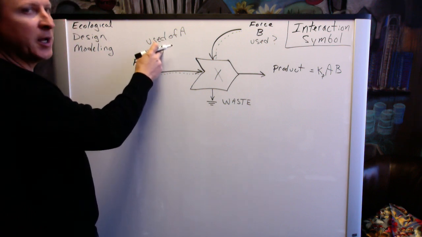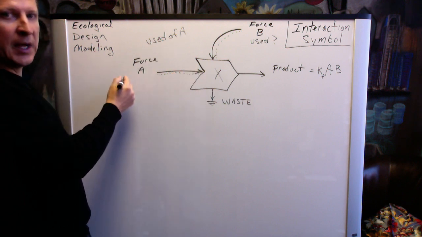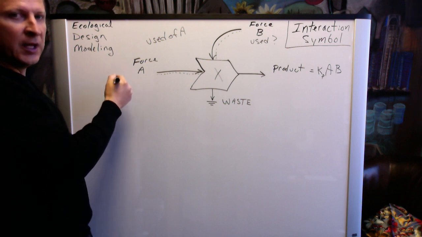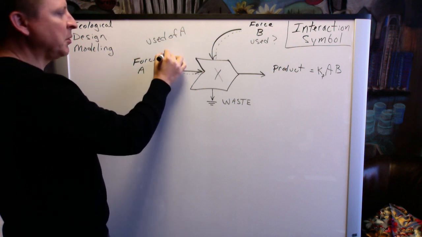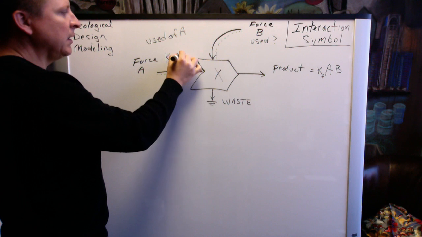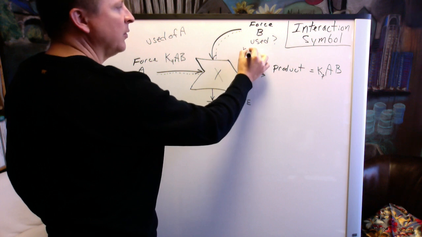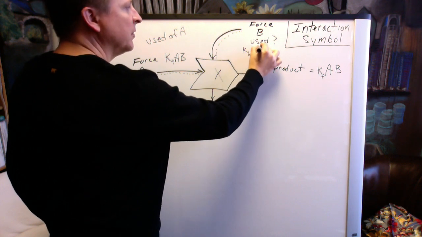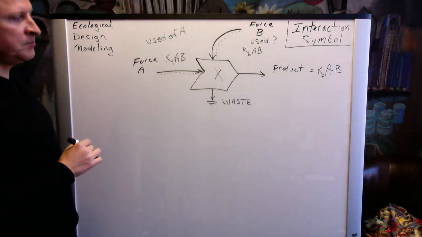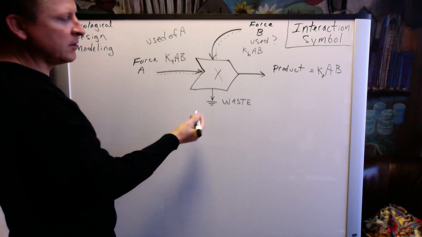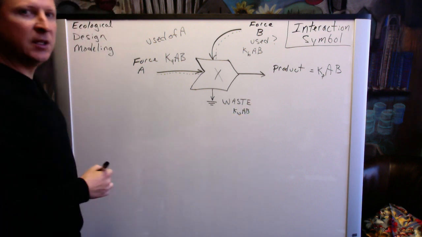But then it also needs to determine how much it used of A. So in that case, it's going to send information back to the storage of A, or the source of A, to tell it how much it used. In this case, the amount of use is going to be proportional to A times B as well. And similarly, we're going to have the amount of use of B proportional to A times B. So we have a KB and a KA. And then we also are generating waste heat, and we can say that the waste is proportional to AB as well. So we'll use a KW.